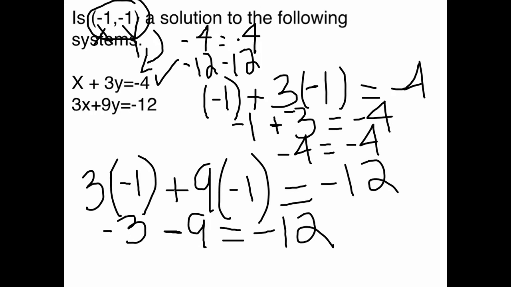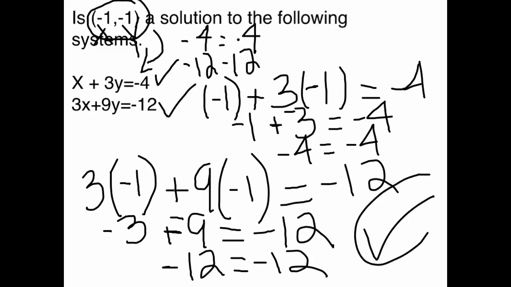3 minus 9, keep change, becomes -3 plus -9. -3 plus -9 is -12. And since it's equal on both sides, this coordinate pair is a solution. So this coordinate pair works.